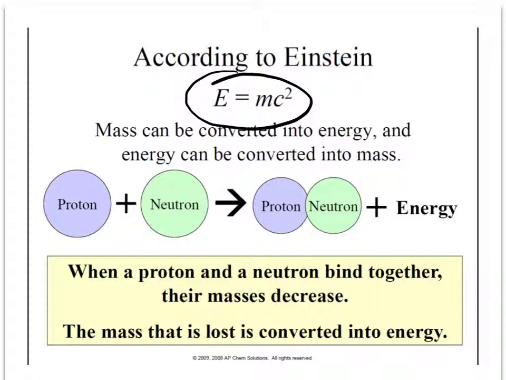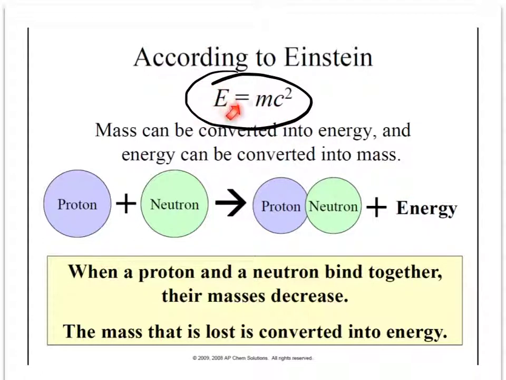They were able to use it for things like nuclear power, and eventually nuclear weapons, so they could decipher how much energy we can create. So the way this works is when you combine a proton and a neutron together, they actually shrink down a little bit because they lose mass. When they lose mass, it's not being destroyed, it's just being converted into energy. So when they bind together, their mass is decreased, and the mass that is lost is converted into energy. And you can figure out how much energy based upon this famous equation.